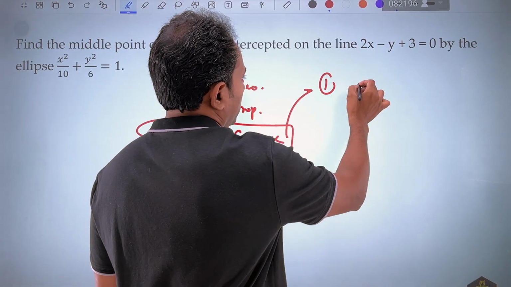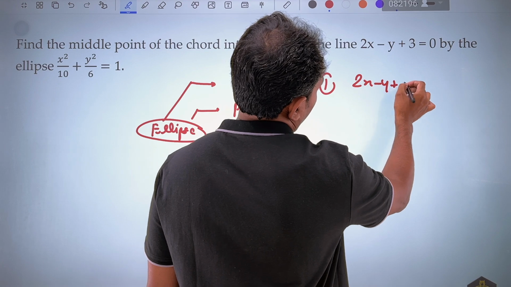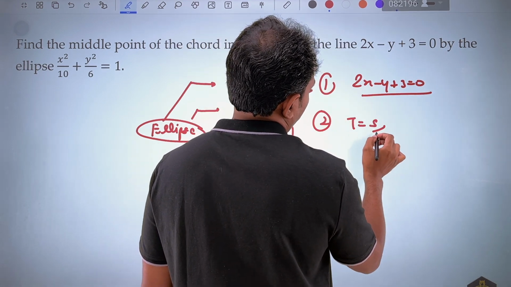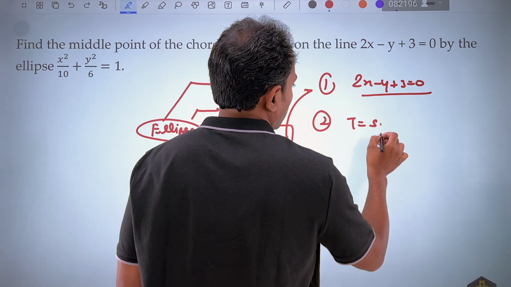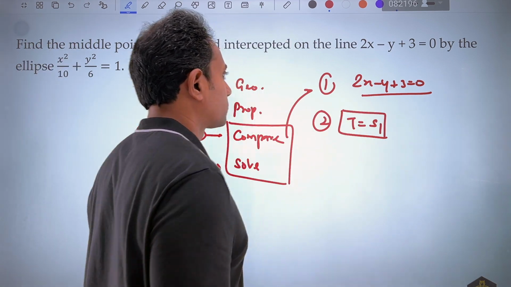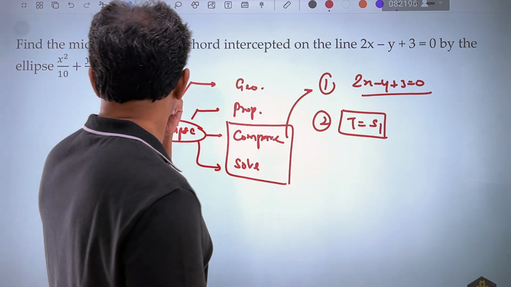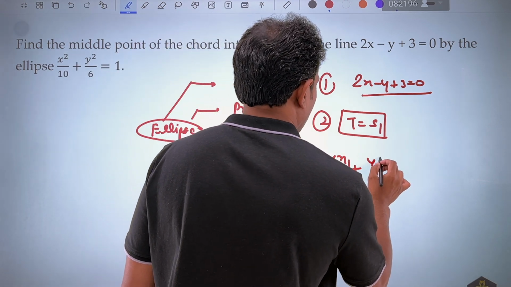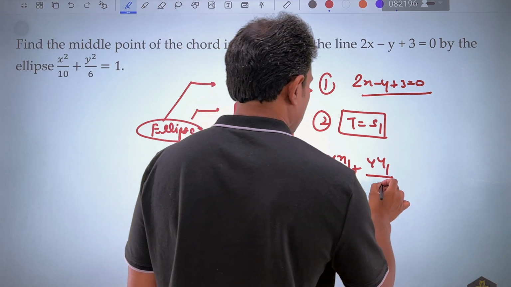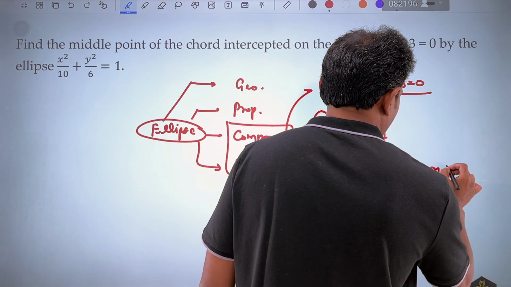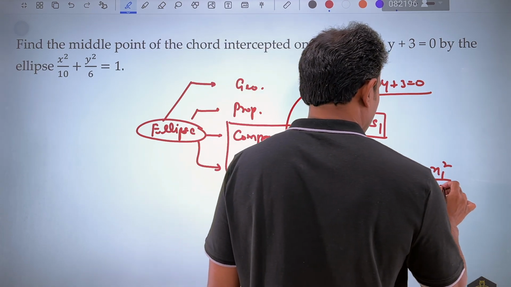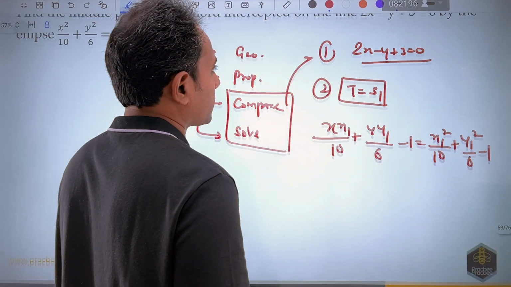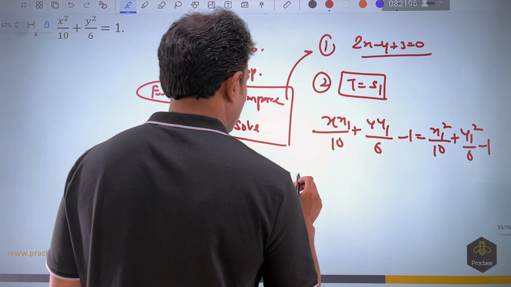First, one equation they have already given to us. We will write the same equation using T is equal to S1, where the midpoint of the chord is nothing but x1 comma y1. So if I write it down, it will become x x1 by 10 plus y y1 by 6 minus 1 is equal to x1 square by 10 plus y1 square by 6 minus 1. Now in the third step, we are going to compare 1 and 2.